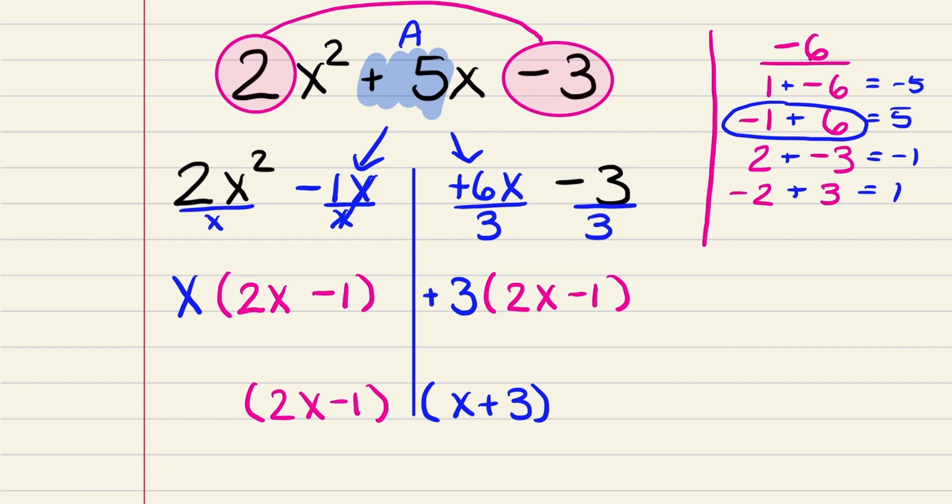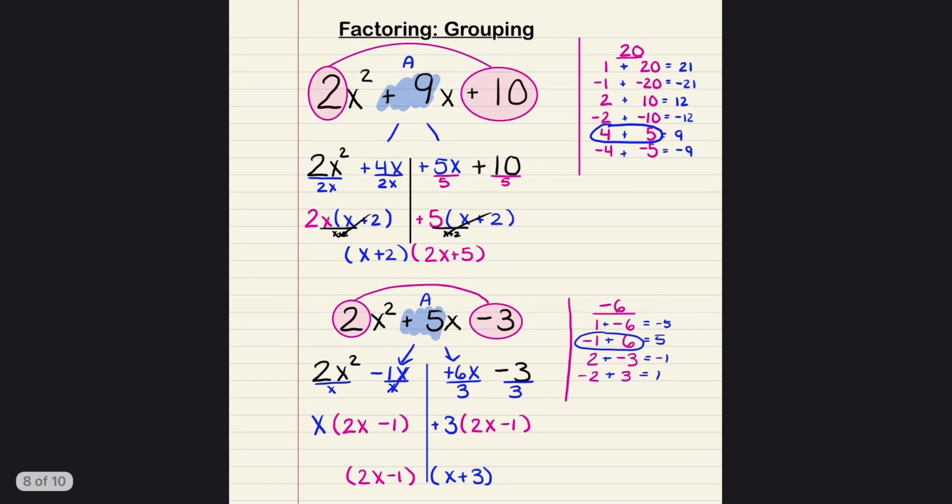You still need to pull out a GCF first, but after you try to pull out a GCF, whether it has a leading coefficient of 1 or any other number, this will always work. This is factoring by grouping.